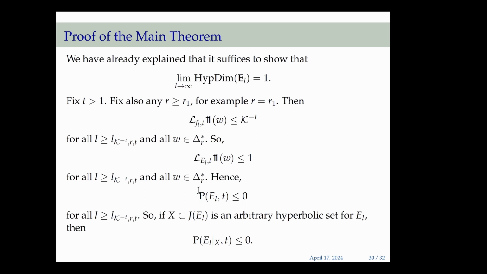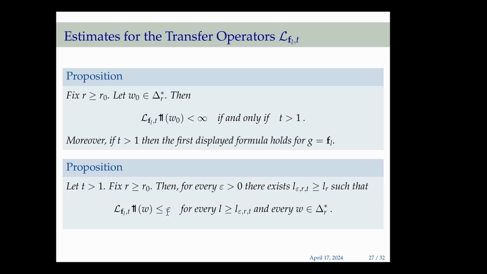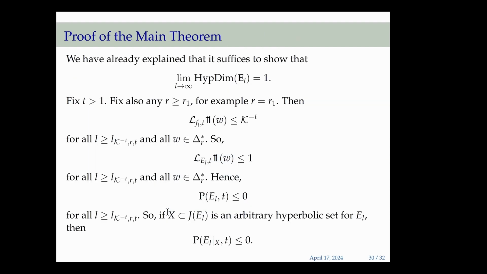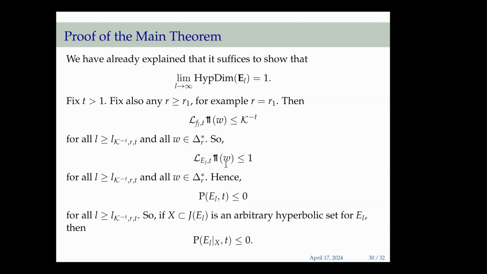As I already explained, it is enough to show that the limit of the hyperbolic Hausdorff dimension of the sets E_L converges to 1. So fix t bigger than 1, and fix any number R greater than R_1, which is large enough, for example R equal to R_1. Then, from the previous slide with epsilon equal to k to the power minus t, we get that this Hausdorff dimension is less than or equal to k^{-t} for all L large enough and all w in W_R star. Therefore, by this inequality, we get that this transfer operator is less than or equal to 1.